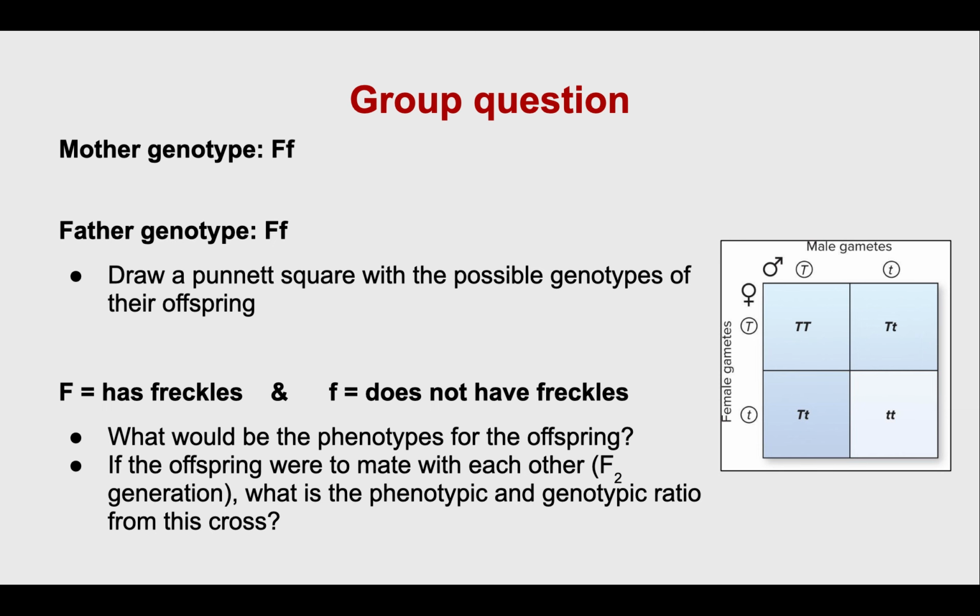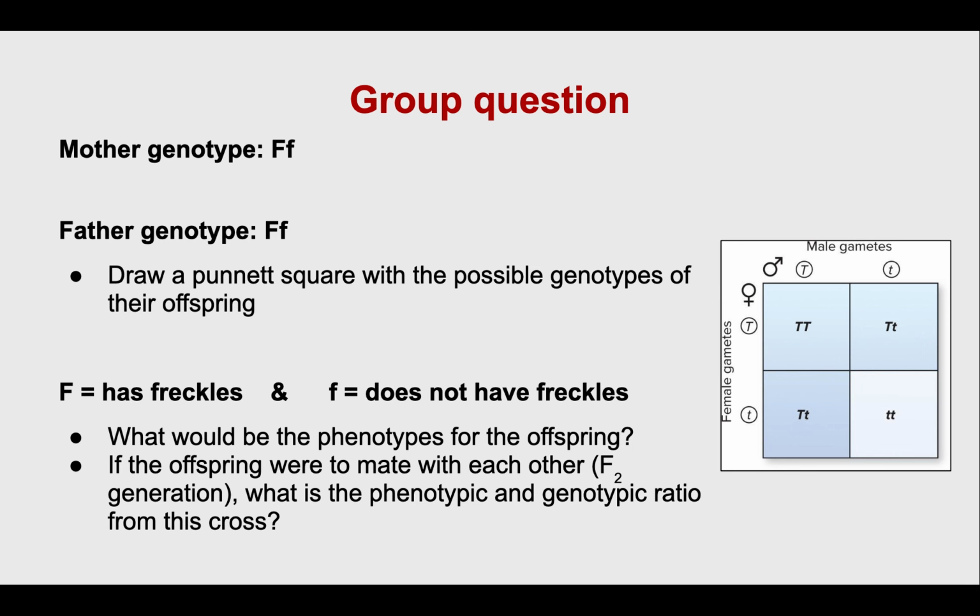Same type of cross up here. We know we're going to get freckles. And if we have little f and little f, no freckles. So what is the ratio of phenotypes here? 3 to 1. Yes, 3 are going to show the dominant, 1 is going to show the recessive. What about the genotypes? What's the ratio there? So it'd be like a 25, 50, 25.